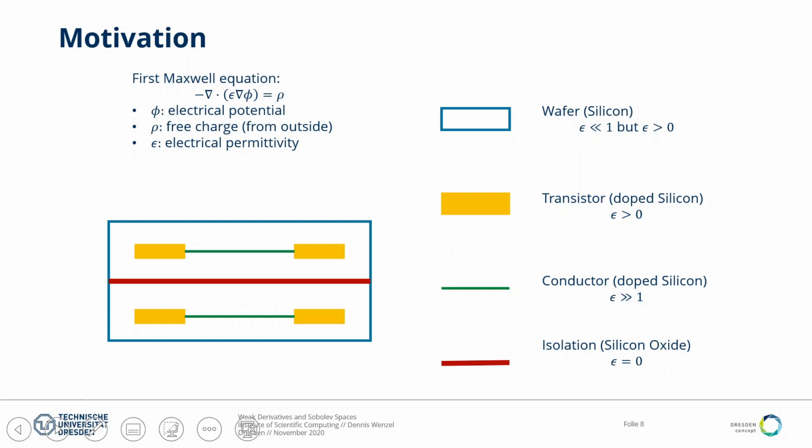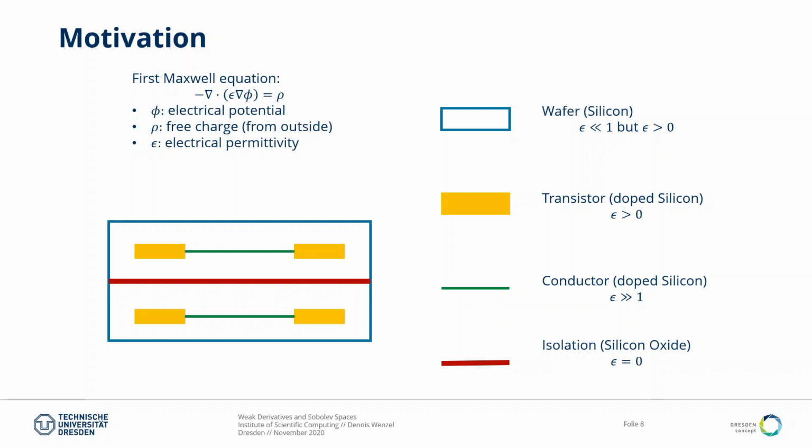And now let's go into detail a little more. The blue box surrounding the whole stuff is supposed to be our wafer. And the wafer, that's the engineering term for it, is usually made of semiconductor material. In the most common cases it's silicon. So that is a material that is almost not capable of transferring electrical energy, but it's not completely incapable of doing this. That's kind of difficult to say. But what it means in particular is that this epsilon, the electrical permittivity, is very small, but it's not zero.